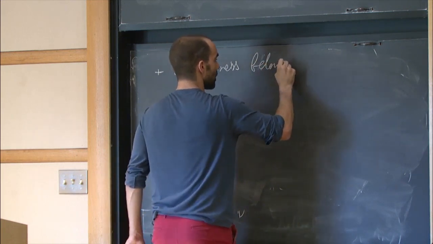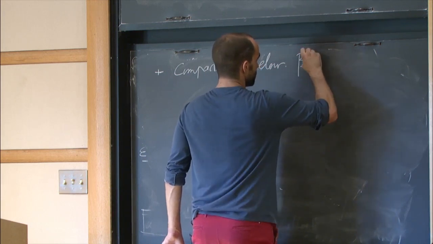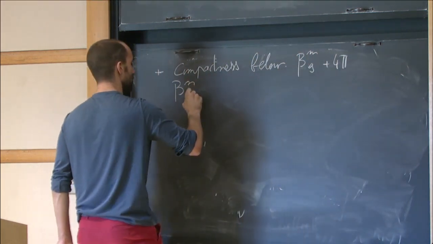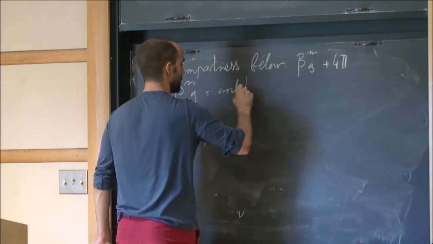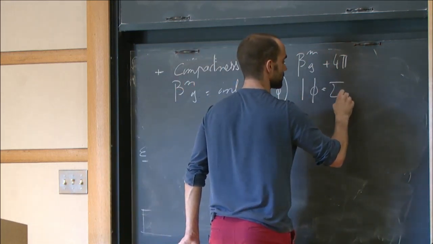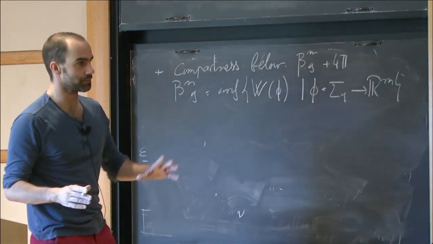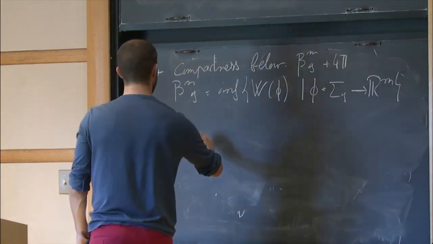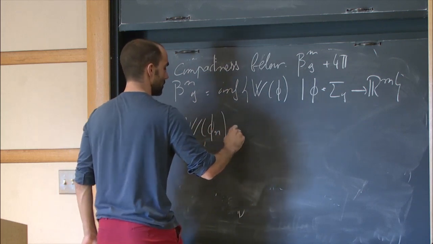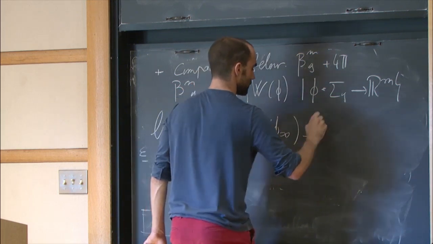below beta_g plus 4 pi, where beta_g is the minimum of W phi for the genus g surface. In fact, we have branching, and we know that also the limit of the energy is the energy of the limit plus a multiple of 4 pi.